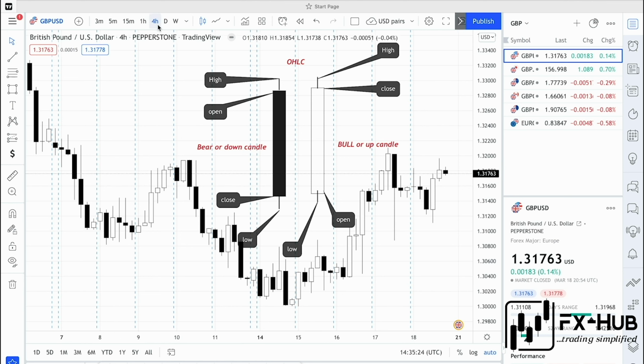But since we're on the 4 hours time frame, the moment you see this period separator is the close of a day. This is the close of a day, and this is the close of a week.